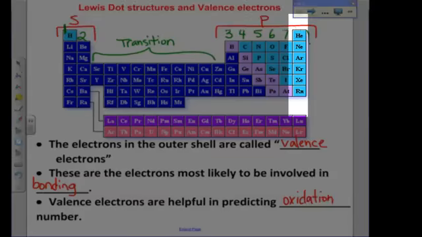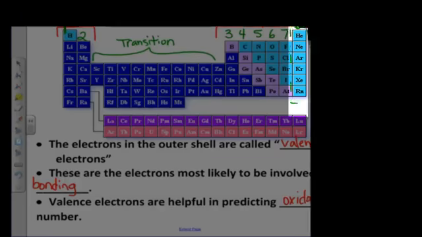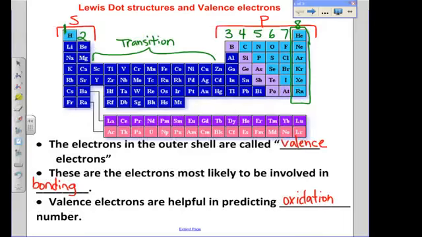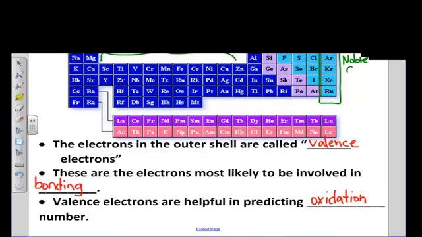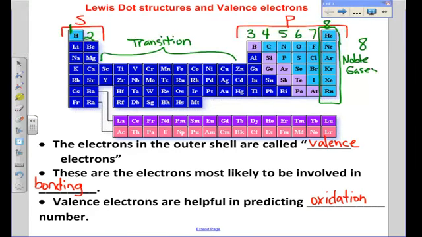Notice, here is my last group and my highest number of valence electrons, 8. So the maximum number of valence electrons that I can have, or the maximum number of outer energy level electrons I can have, is 8. Notice group 18 has a full valence shell, also called the noble gases. We've talked about these guys before. Remember, we talked about the noble gases do not like to react with other elements.